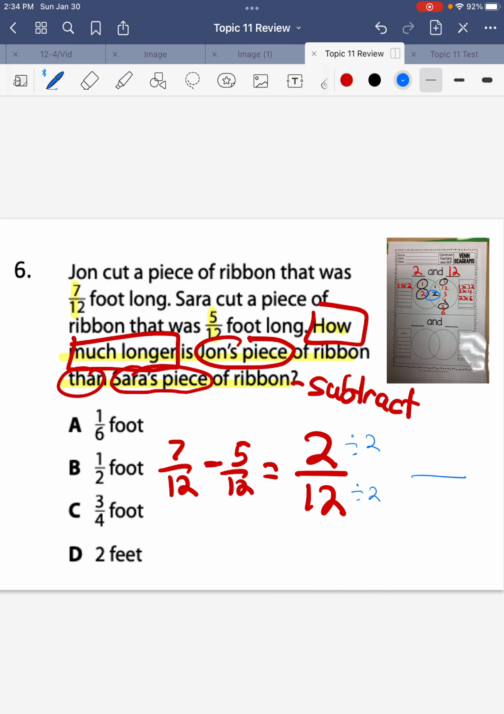2 divided by 2, if you don't know, think, what times 2 gives me 2? That would be 1, okay? So I'm going to put a 1 here. 12 divided by 2, same thing. What times 2 gives me 12? That would be 6. So my answer is 1/6.